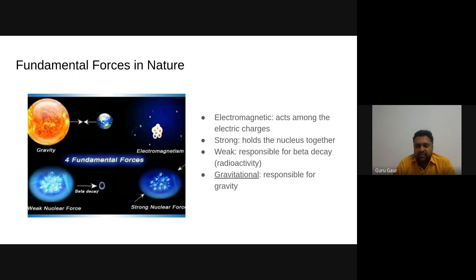Another one, which is a universal one, is the gravitational force, which we already have come across in our school's curriculum. For this, any two mass objects will experience a force, and that force will be an attractive force. This force is basically responsible for gravity. Gravity means the pull which we are experiencing from the Earth. So in this talk, we are going to focus on this last fundamental force, which is gravitation.